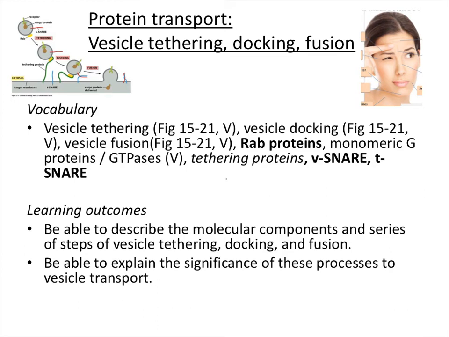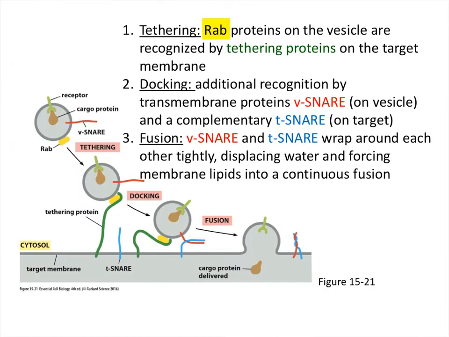This video is protein transport, vesicle tethering, docking, and fusion. So we're picking up with a vesicle which is in the cytoplasm. It does not have a coat on it at this time, and there's a three-step process of tethering, docking, and fusion before this vesicle will then fuse with the target membrane.